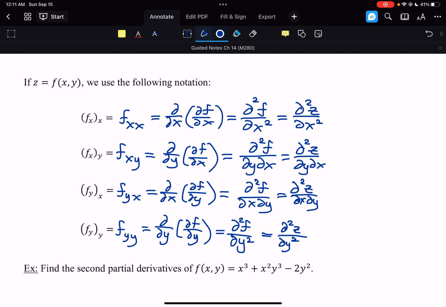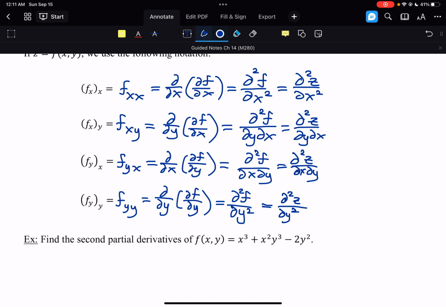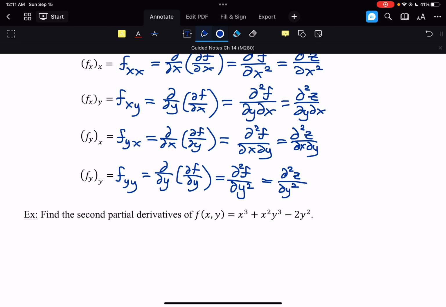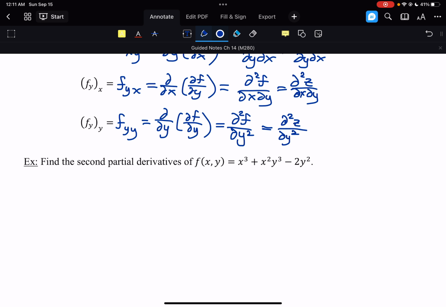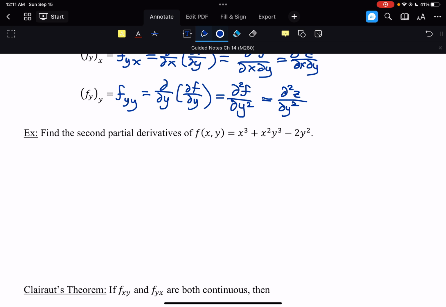Right. When it comes to computing these partial derivatives, it's not anything different. It's just more of the same thing. So it says find the second partial derivatives of this function. We already found the first partial derivatives, right? That was the work we did earlier. So we got 3x squared plus 2xy cubed for fx. And for fy, we got 3x squared y squared minus 4y.